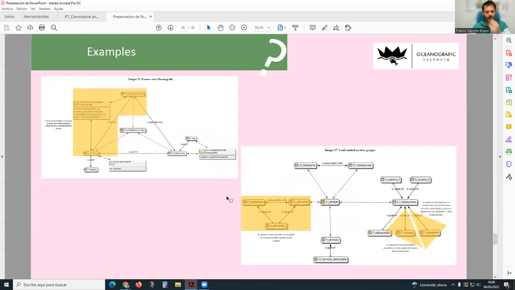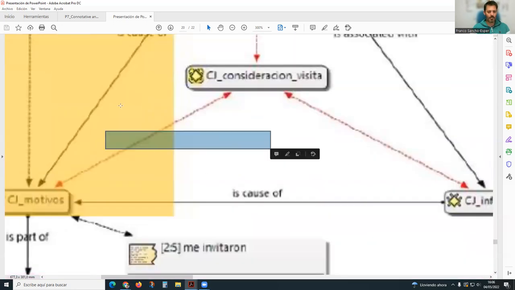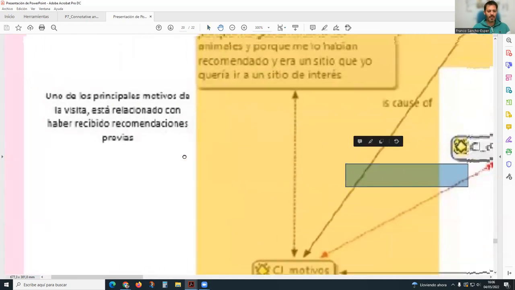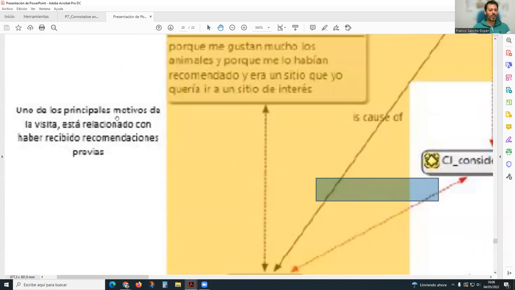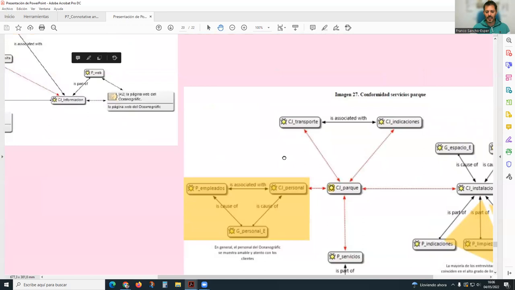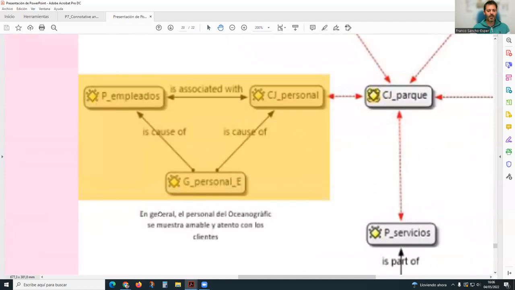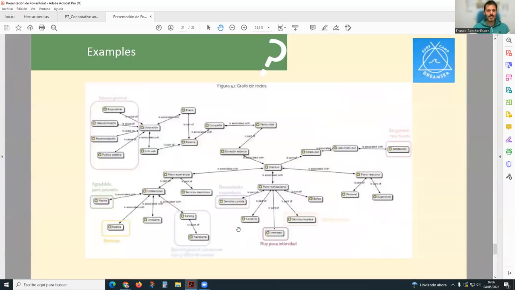For instance, from a scenographic, they have their networks and they have included in colors some elements and put some comments. In this case, I don't know if we can read it, or maybe we can. Let's see. I can move the slide this way. And they say, one of the most important motives of the visit is related to having received previous recommendations. And in the other one, they include, for example, when we are talking about the staff, in general, the staff are very happy and close to the clients. These are examples. Let's see the next one.